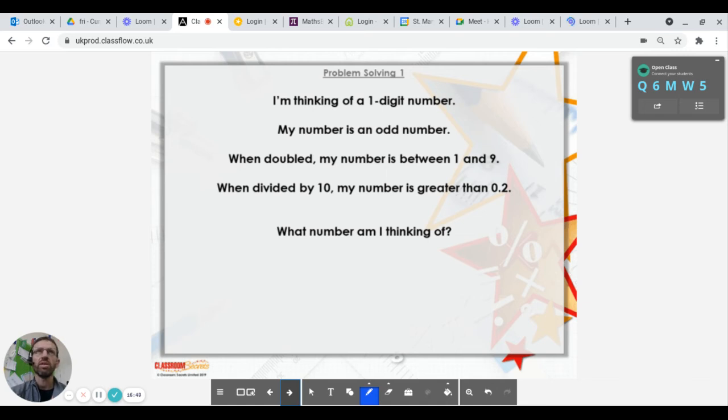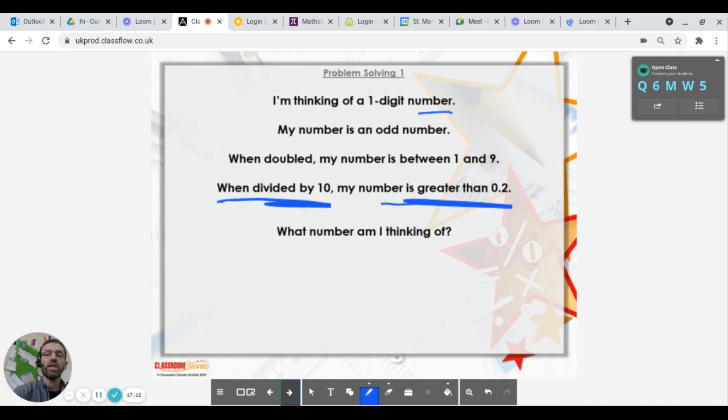When you double the number, which is like timesing it by 2 or adding it to itself, the number is between 1 and 9. When divided by 10, my number is greater than 0.2. So what we're going to do is work through each clue and work out what we think the answer could be. So start at the top of the screen.